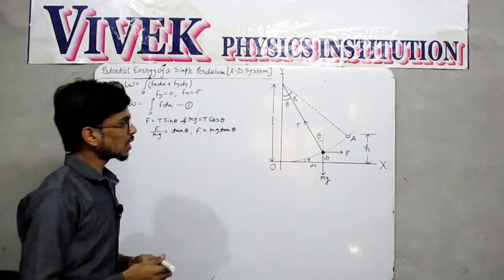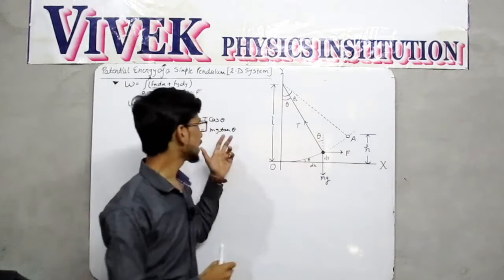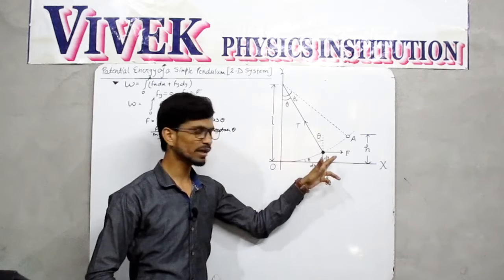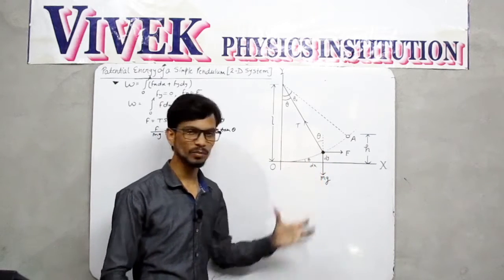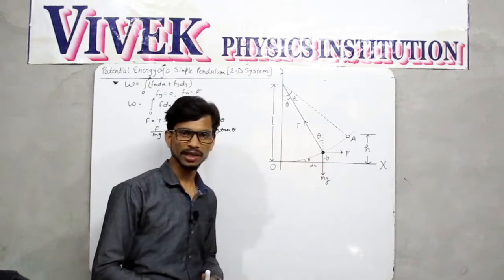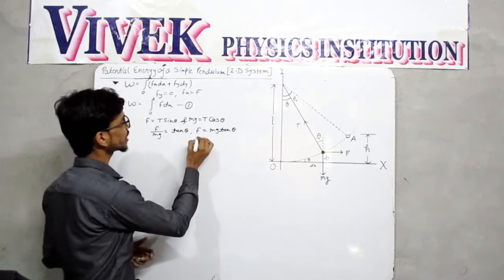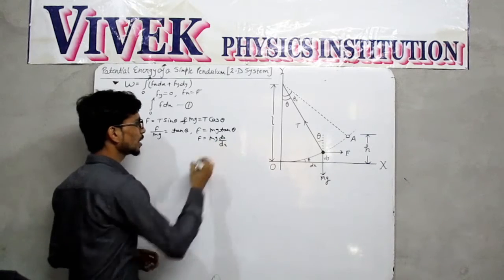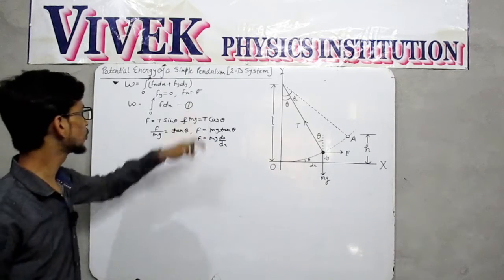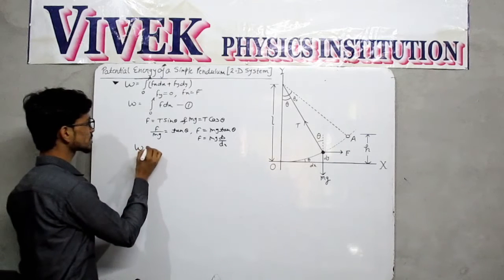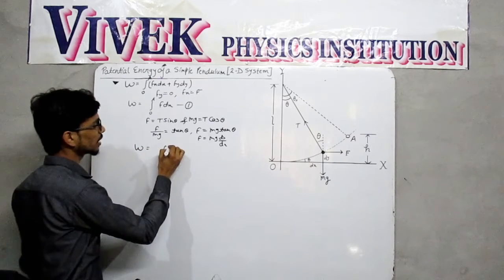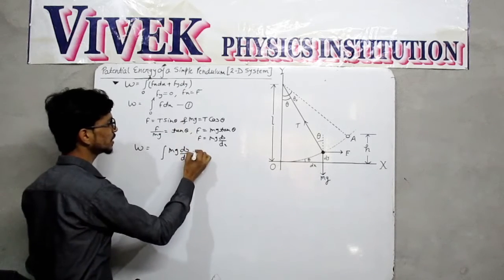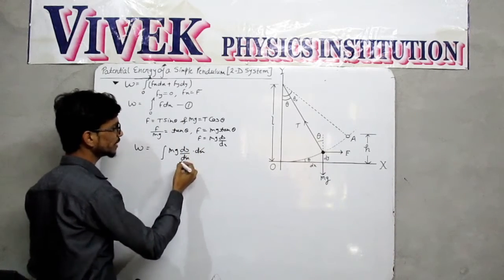Also from the diagram we can determine the value of tan theta from this small triangle, which gives dy upon dx. Here dy is the perpendicular and dx is the base. So dy upon dx simply gives tan theta, perpendicular upon base. So I can also write F equals mg into dy upon dx. By putting this value in equation number 1, we get W equals the integral of mg dy over dx into dx. dx is simply cancelled by dx.